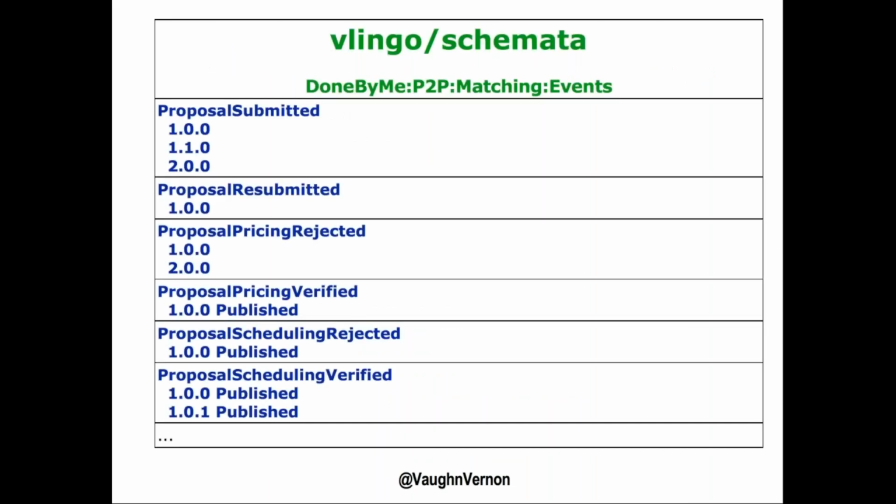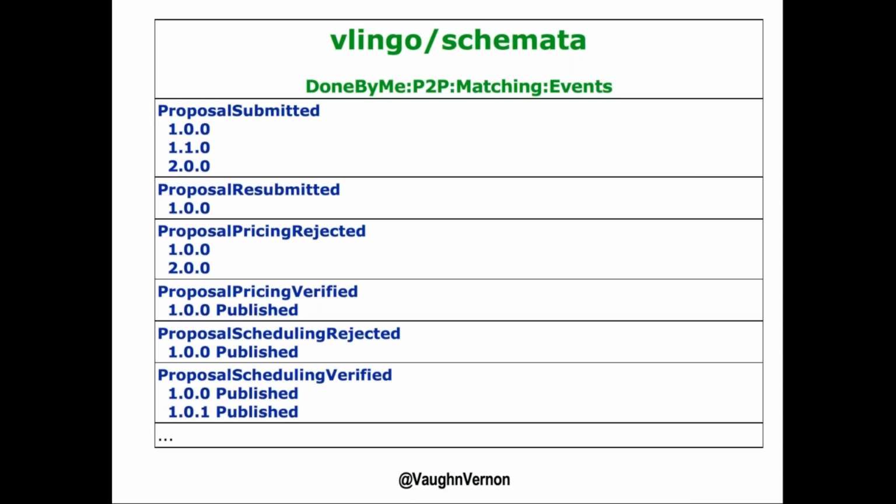This is an example of a set of schemas that belong to the organization, the company done by me. It's within the business unit, peer-to-peer economy. And this is the matching context, and we're looking specifically at the events within the matching context. And notice that we support semantic versioning. Any schema, such as the proposal submitted event, any two schemas that hold the same major version must be compatible with each other.